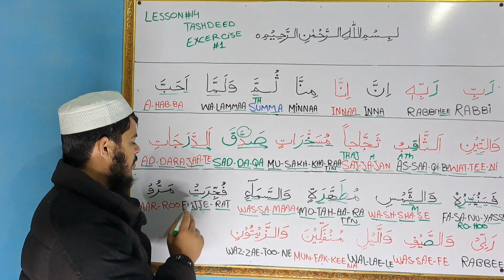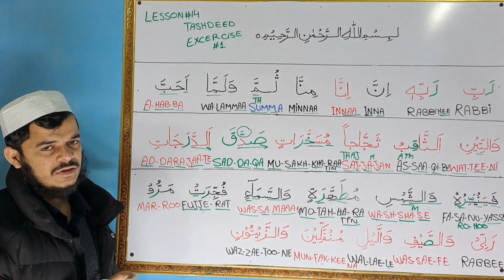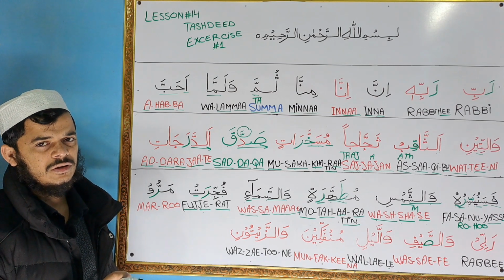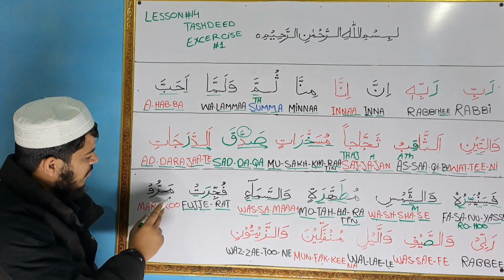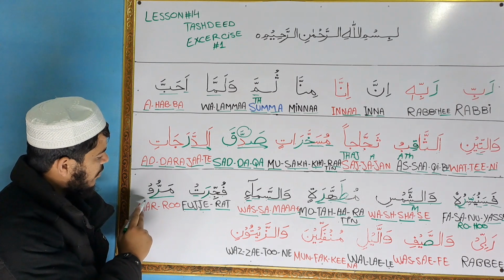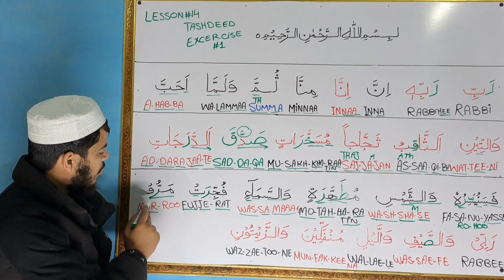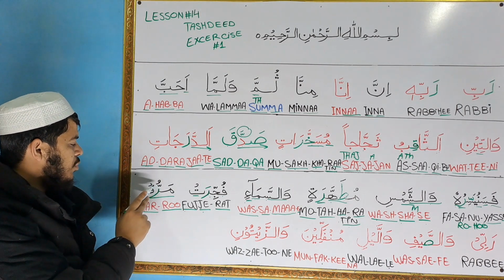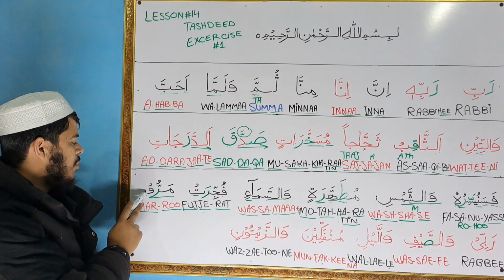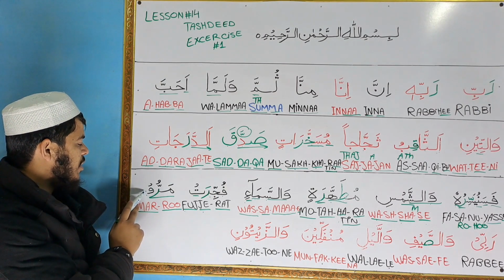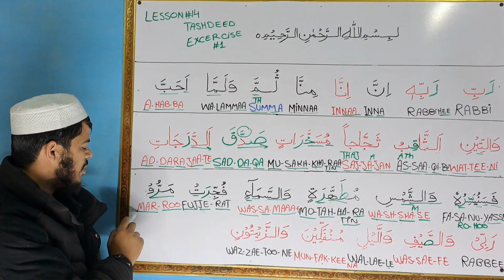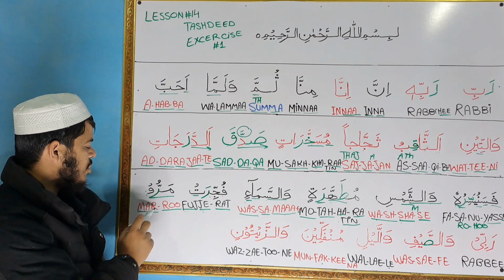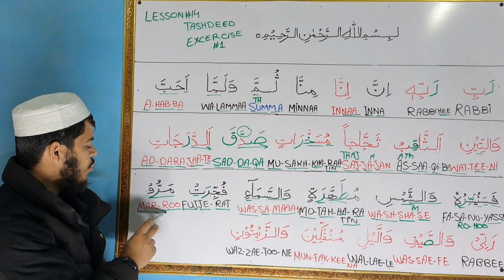Whenever we stop there, there will be a little t sound. Fujirat. Meme will be connected with ra. Meme, ra, fatha, mar. Ra, waw, dhamma, ru. Now this is a madda letter. Waw with sukoon after dhamma is a madda letter, so we make it longer. Ra sound. Marru.